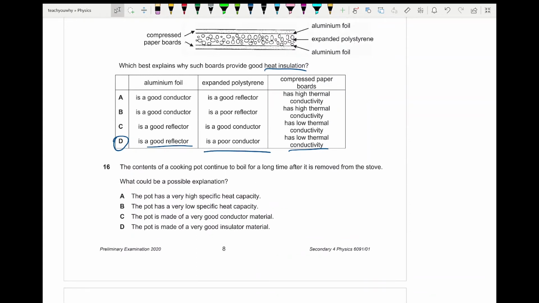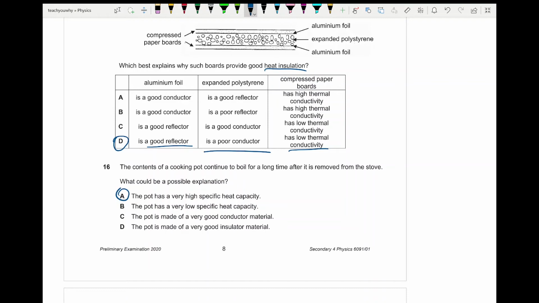Okay. The contents of a cooking pot continue to boil for a long time after it has been removed from the stove. What could be a possible explanation? Okay, so I'll give you the answer. The answer is A. The pot has a very high specific heat. Now, why is that so?